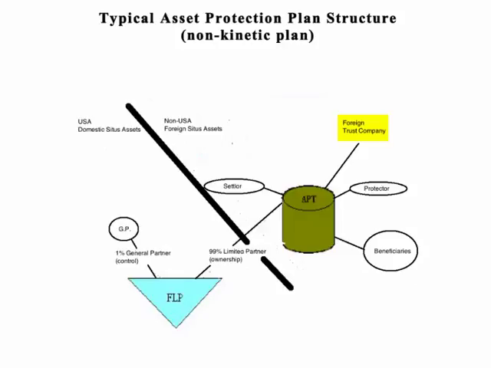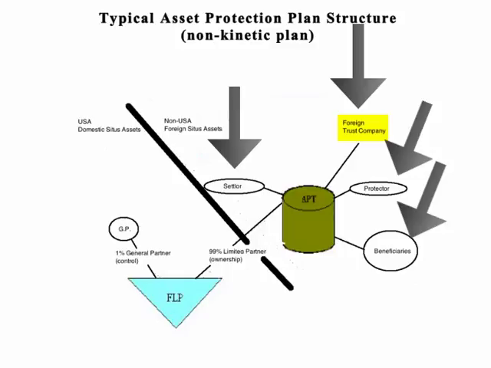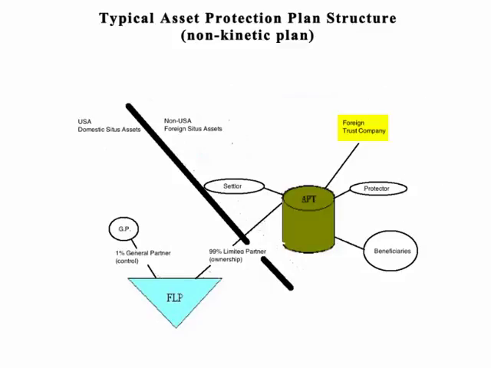Now you saw this diagram in yesterday's class. And again, it has a settlor, a foreign trust company, a protector, and beneficiaries. You're going to get to know them a little bit better by the end of this short session. This is for a non-kinetic plan. This is a plan in which we do not have a U.S. trustee. This is a plan where the typical settlor/U.S. trustee, they're usually the same person, is not kept in control.